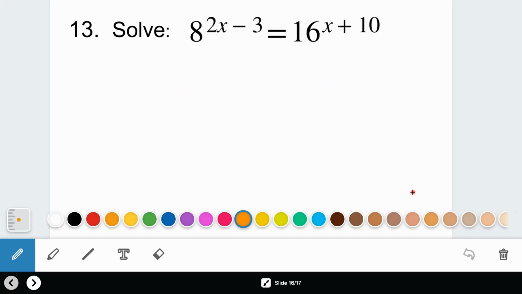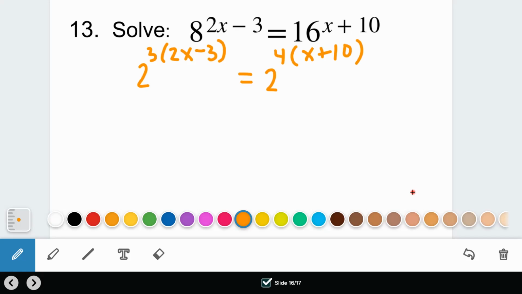On this one, we want to get same base. So my 8 is a 2 cubed, and that's raised to the 2x minus 3, and power to power we're multiplying, so that's why I'm writing it like that. 16 is a 2 to the 4th, and that's going to be raised to the x plus 10. Now, when my bases are the same, and both of these are equal to each other, the exponents have to be equal. So I basically have 3 times 2x minus 3 has to equal 4 times x plus 10.